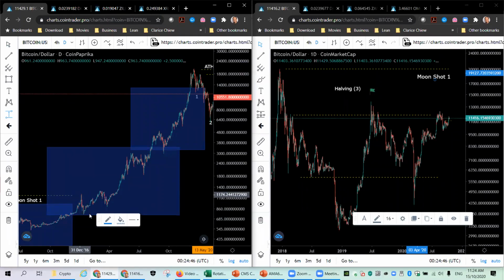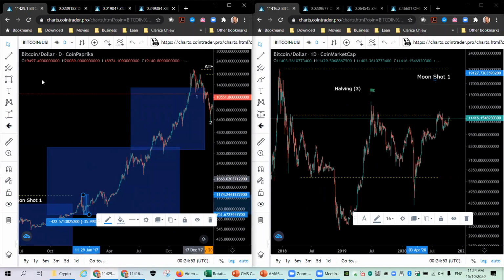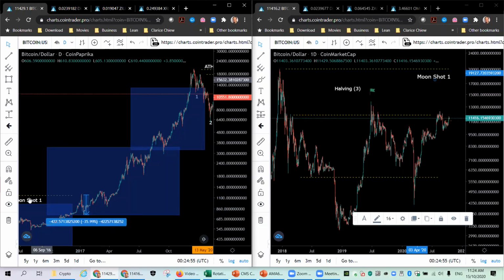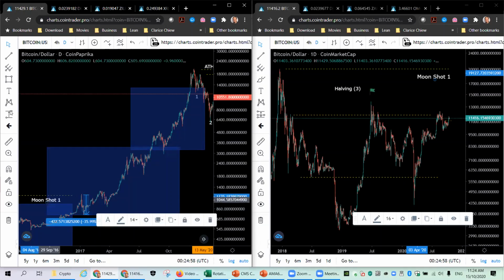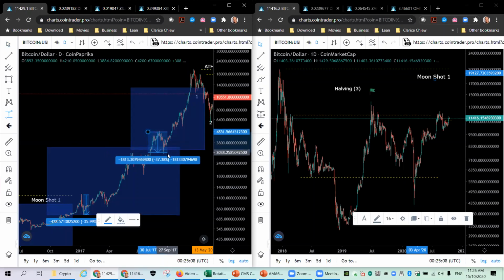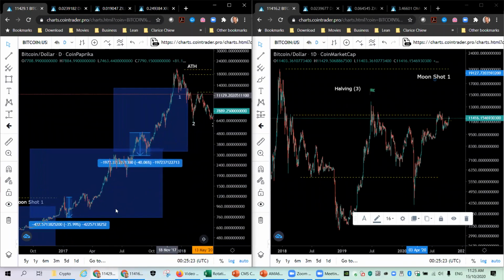Here's what happened on Moonshot 1. Bitcoin corrected itself by, say, 35%. That's Moonshot 1 over here. For Moonshot 2, it's around there, but let's just take that. There's a correction here, which is pretty big. We don't know sometimes where it's correcting, but anyway, there is a significant correction, and once it's clear, you can always get back in.